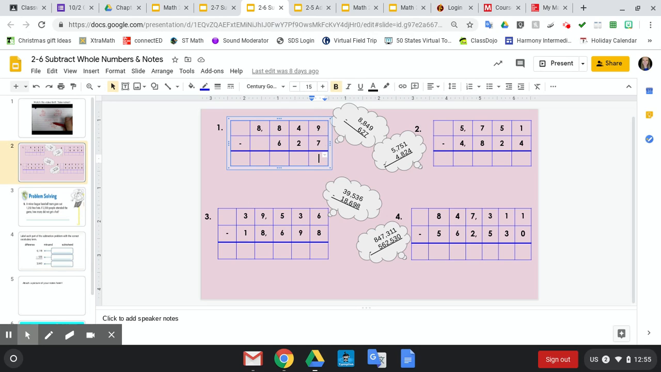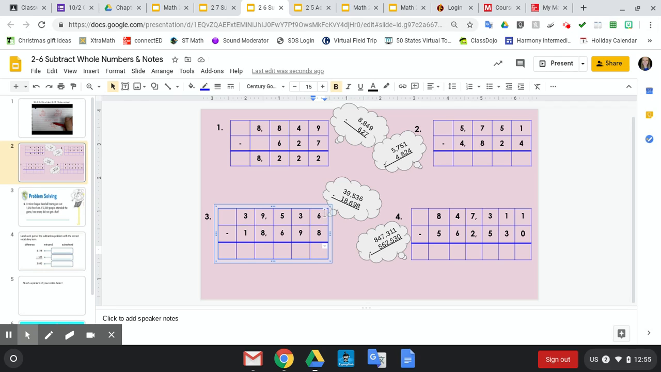9 minus 7 is 2. 4 minus 2 is 2. 8 minus 6 is, you guessed it, 2. And 8 minus nothing is 8. Well, my goodness, I didn't have to regroup at all. That was awesome. Let's try another one then and see if we need to regroup.